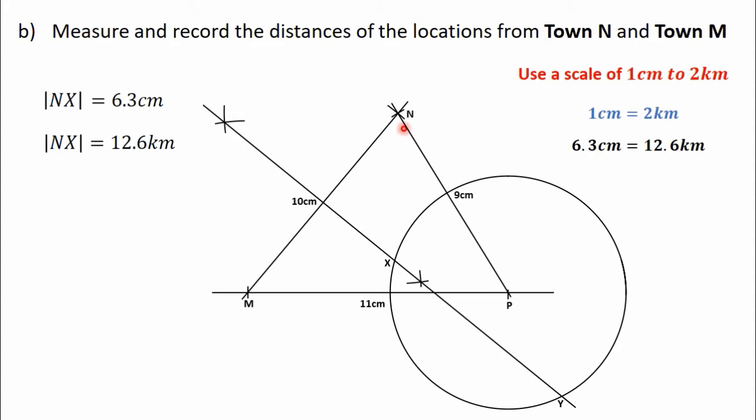We have now measured the distance NX. We have to measure the distance MX. But we know that point X falls on the locus of points equidistant from point M and point N.